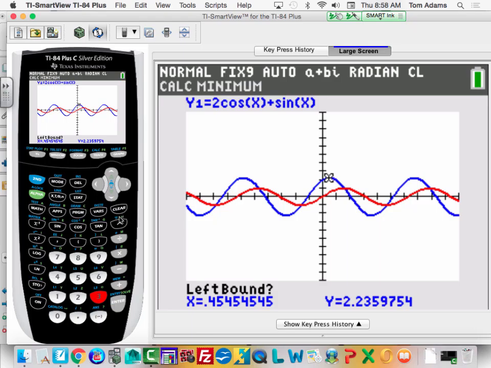So I'm going to hit 3 for minimum, and I'm going to move around here till I get closer to what we call the trough or the valley.